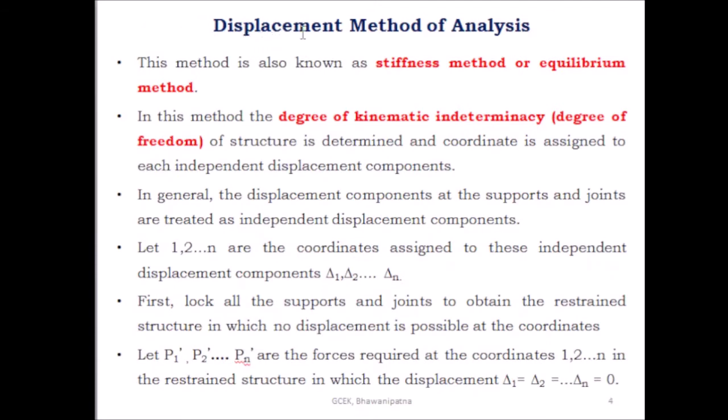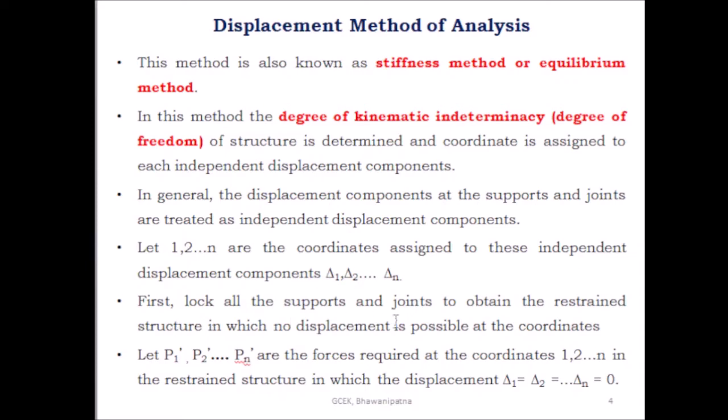Then what is the displacement method of analysis? The displacement method is also known as stiffness method or the equilibrium method. In this method, the degree of kinematic indeterminacy, that is degree of freedom of a structure, is determined first, and the coordinates are assigned to each independent displacement component. In general, the displacements at the supports and joints are treated as independent displacement components. Let 1, 2, n be the coordinates assigned to these independent displacement components delta 1, delta 2 and delta n.